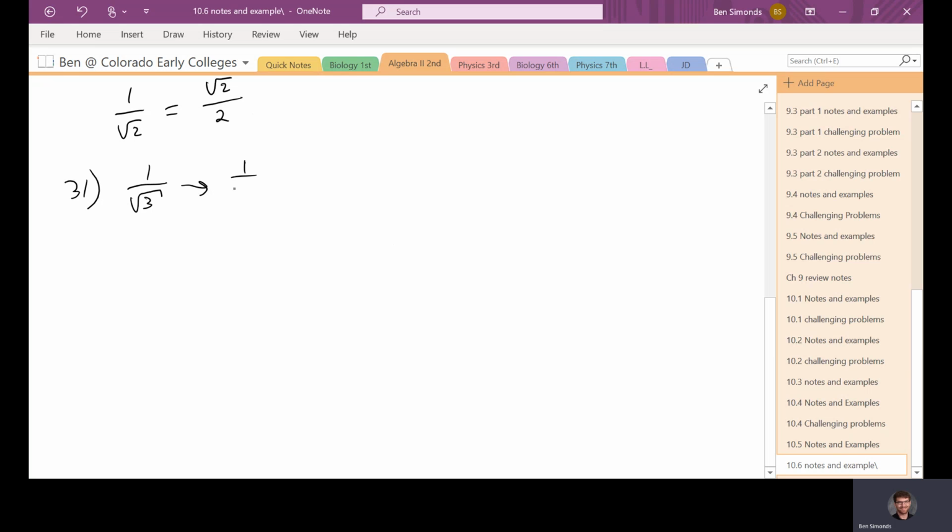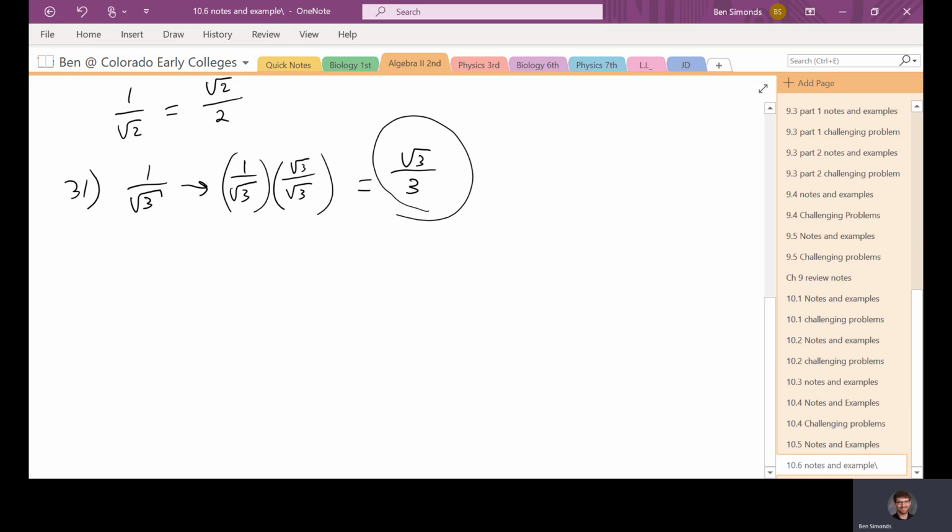Anyway, we can take that 1 divided by the square root of 3, and we can multiply it by 1. A 1 in disguise. In this case, the square root of 3 over the square root of 3, which gives us a square root of 3 on top and a regular 3 on bottom, right? Square root of 3 times another square root of 3. The square roots kind of cancel out. We're just left with regular 3. Regular old 3 there. And that's the answer.